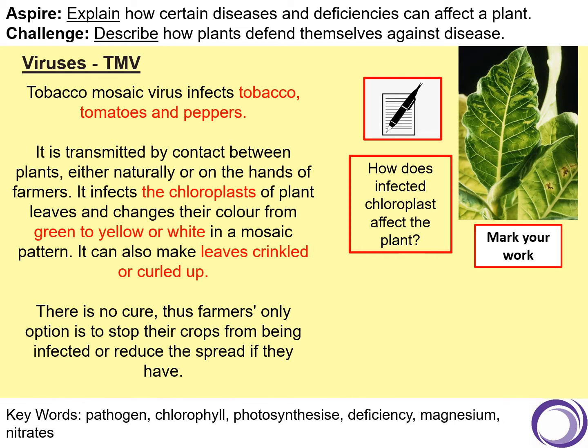Now there's no cure at all for tobacco mosaic virus, so farmers' only option is to stop the crops from being infected or reduce the spread if they have the tobacco mosaic virus. So quick question now, and I'm going to give you a minute to write down your answer. So how do infected chloroplasts affect the plant? Off you go.